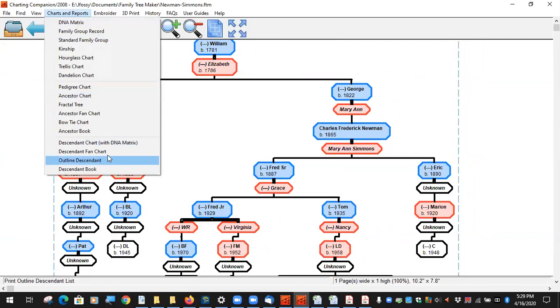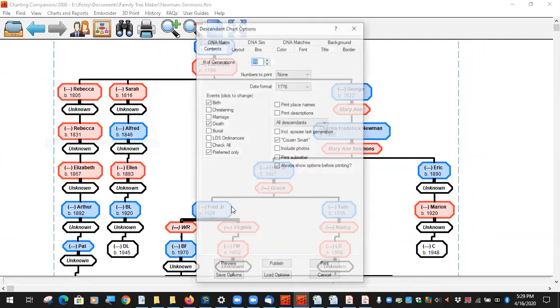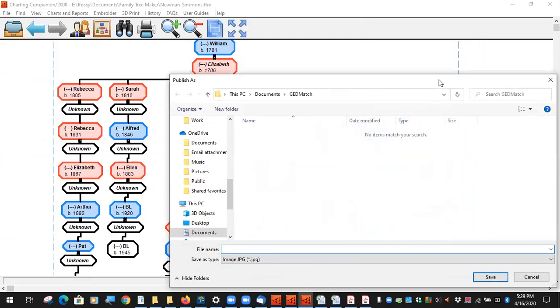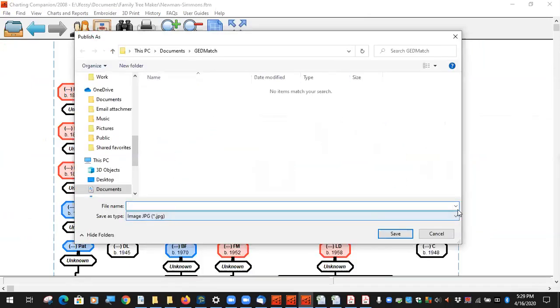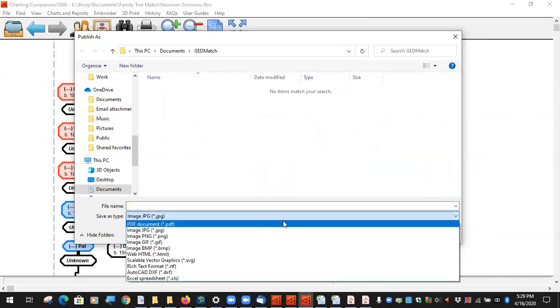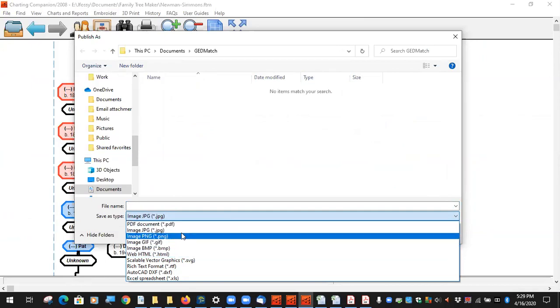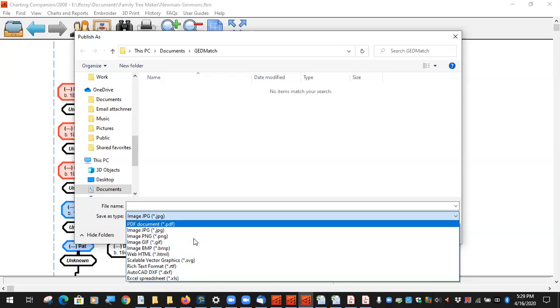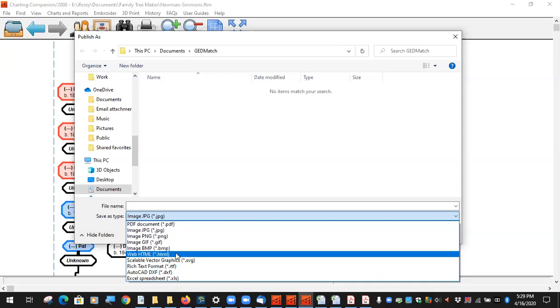So if I were to send a file to another cousin, can they open it without having Charting Companion? Well, yeah, because what you do is you publish it, then you can save it as a PDF. It can't be more than about 200 inches long, but otherwise, you can save it as a JPEG. You can save it as a graphic.